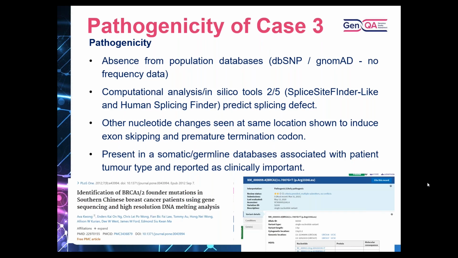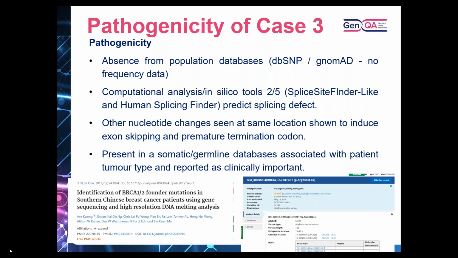Thank you. So why was this classified as class 4 likely pathogenic? This case needed a bit more work to assess the pathogenicity. It was absent from population databases like dbSNP and gnomAD. There was no frequency data for this particular variant. Computational analysis: two in silico tools predicted a splicing defect.